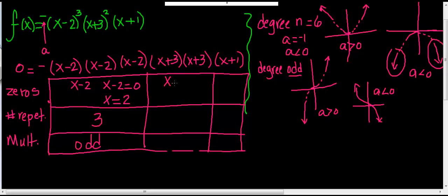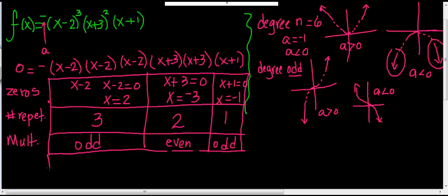My next 0 is x plus 3. We solve by saying that x plus 3 equals 0. So x equals -3. How many times does this 0 repeat itself? Twice. 2 is an even number, so this is even multiplicity. My next 0, x plus 1 equals 0, x equals -1. This 0 only happens once. 1 is an odd number. This is odd multiplicity.